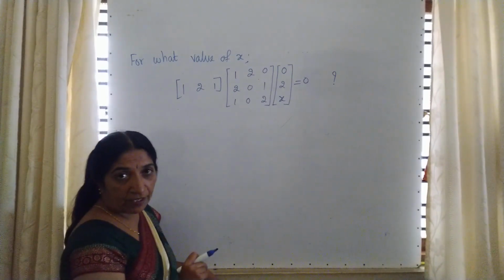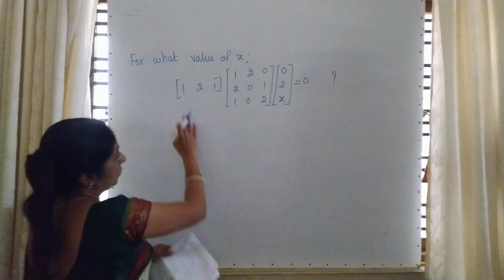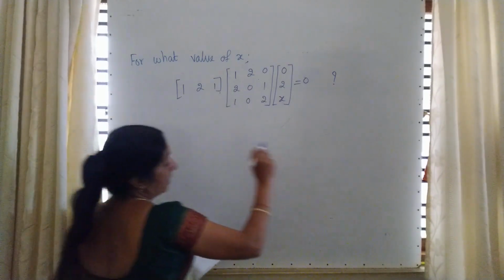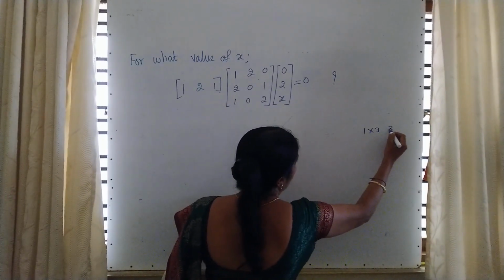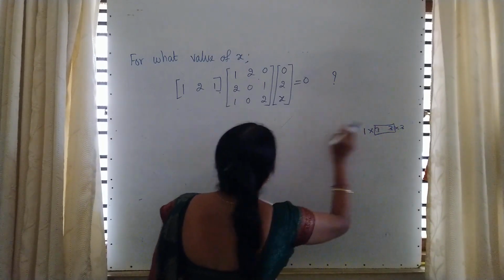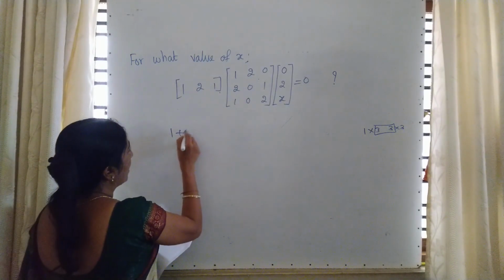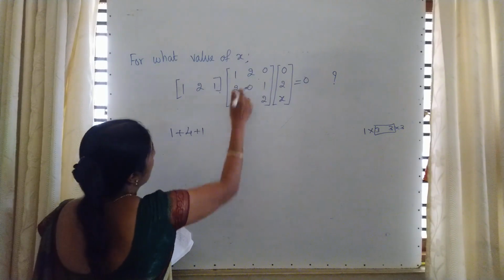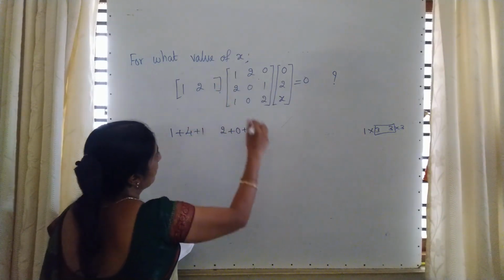So when you are finding the value of x, what are you doing? We have to take the LHS as well as RHS. So write the LHS and RHS as it is. See, what is the order? The first matrix order is 1 by 3 and the second one is 3 by 3. When you multiply, your answer will be 1 by 3. First I am multiplying these two. First row with first column: 1 plus 4 plus 1. Then leave some place. First row with second column. Then leave some place. First row with third column.